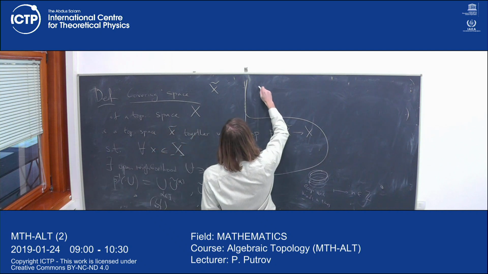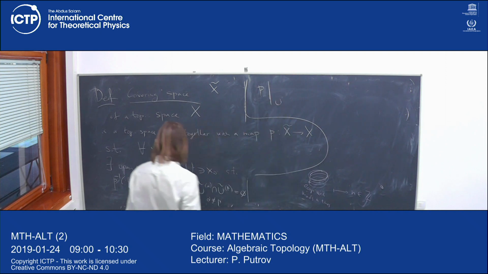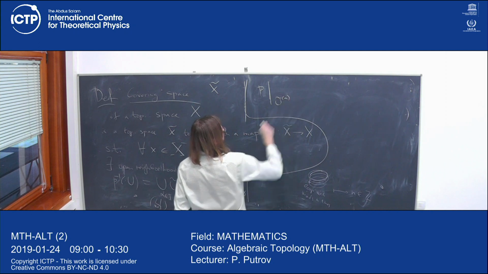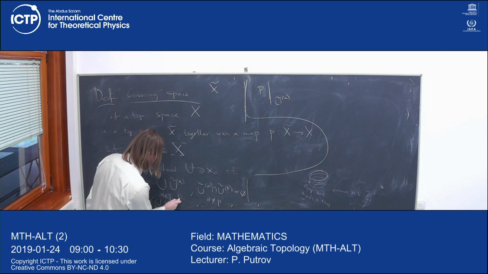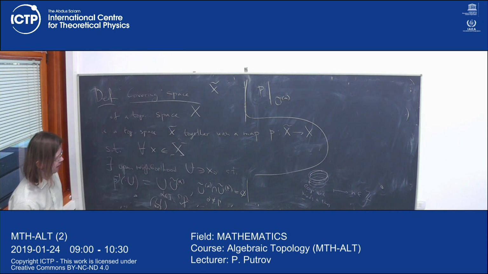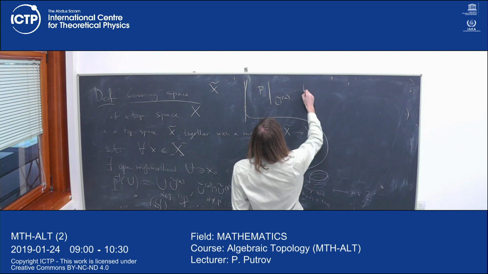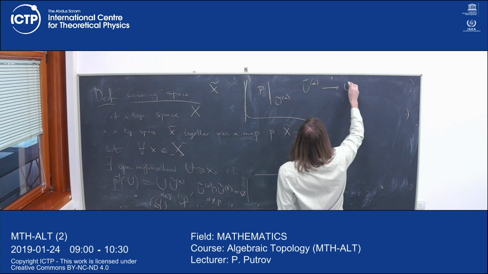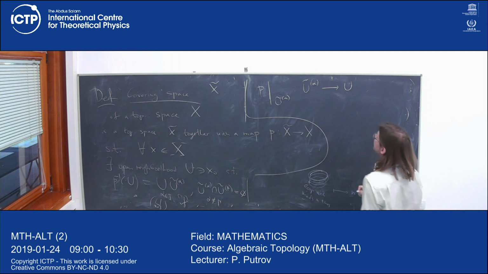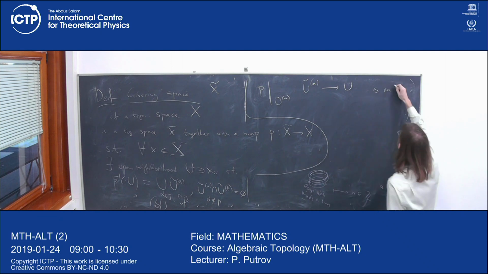This is not the end of the definition. It doesn't say much yet, but we also want the following condition. If p is restricted to one of these sets, each of which is of course some open subset of X tilde, so if I restrict to U tilde alpha, it gives a map, and I want it to be a homeomorphism.